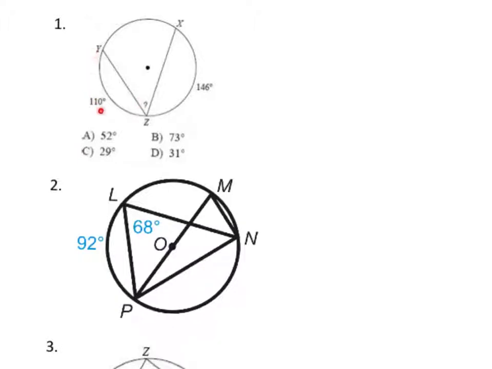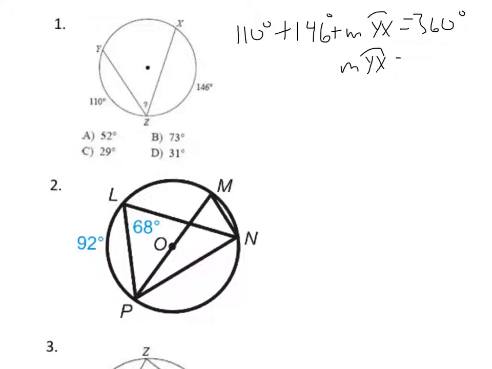All right, so what do I know about this arc and this arc and this arc? Hopefully you figure out that all the way around the circle, all these arcs add up to 360 degrees. So this one plus this one plus this one has to equal 360. So I could set that up. 110 plus 146 plus the measure of arc yx or xy equals 360 degrees. Okay, so I could do that subtraction, 360 minus 256 degrees, and I get measure of arc yx equals 104 degrees. We got 104 right there.